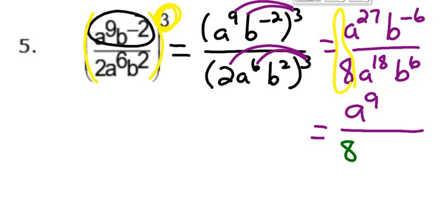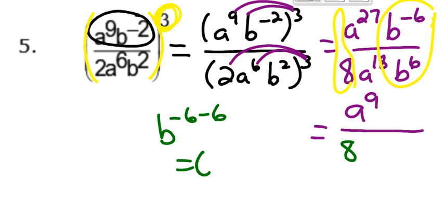Okay, so don't let this negative exponent fool you. Don't think that this is going to equal 0, because it doesn't. Don't think those cancel, because they don't. So b to the negative 6. Don't forget we have to subtract our exponents when we have one on top and one on bottom. So I've got b to the negative 6 minus 6, which is actually b to the negative 12.